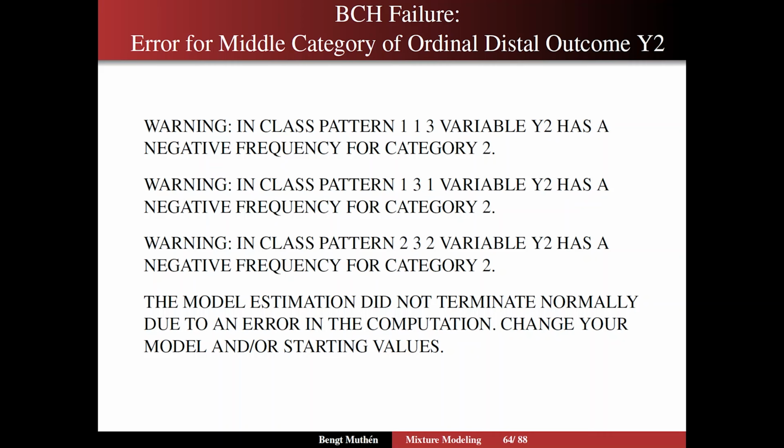You know, we had negative variances, negative frequencies, possibilities. And we have a couple of those problems for Y2 in category 2. Y2 is ordinal with 3 categories. This is the middle category. So we have a problem here, BCH failure.